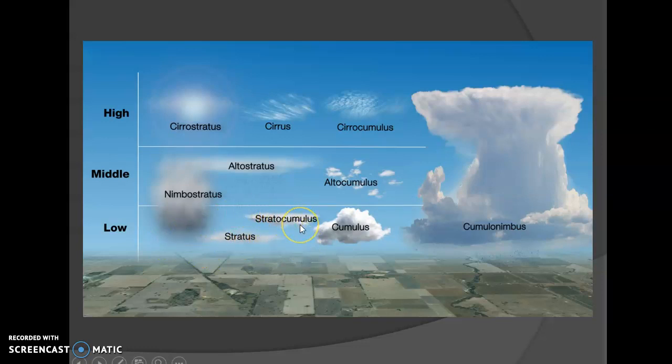Stratocumulus, low-lying, puffy clouds. Here they put the cumulus clouds as being low. They're a little bit different in that they're individual little puff balls instead of like the stratocumulus would be puff balls that are all pretty tightly packed together. And then of course we have our rainy ones. The cumulonimbus is huge here, going from low all the way up to high. Lots of rain underneath. And then the nimbostratus is just like a dreary, dark day where the whole sky is covered with clouds and it just rains for hours and hours and hours.